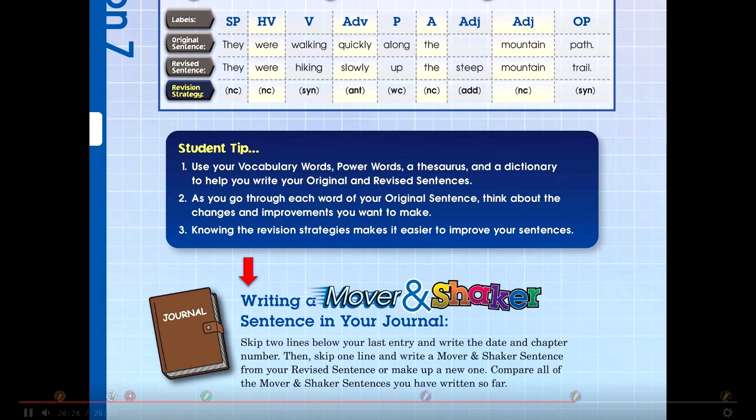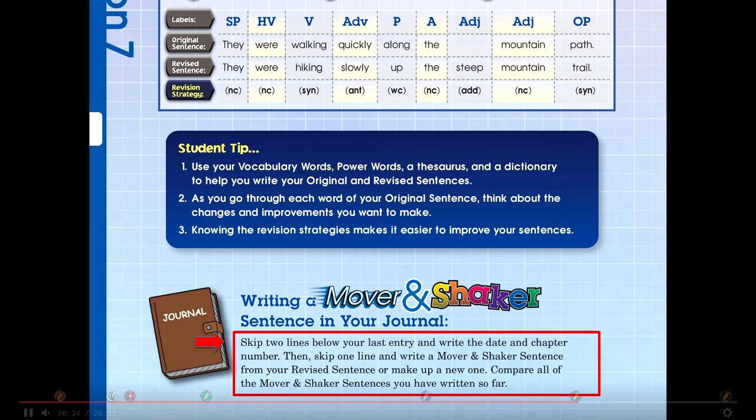Now let's move on to the next part of the activity. Writing a mover and shaker sentence in your journal. Skip 2 lines below your last entry and write the date and chapter number. Then, skip 1 line and write a mover and shaker sentence from your revised sentence, or make up a new one. Compare all of the mover and shaker sentences you have written so far.